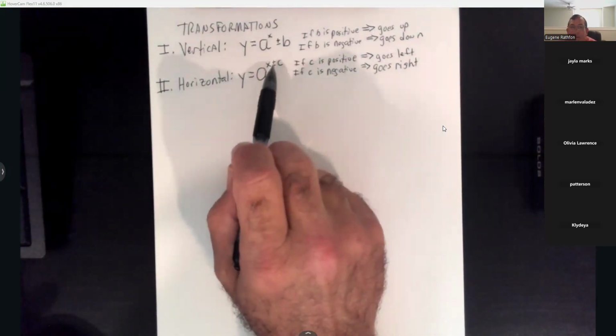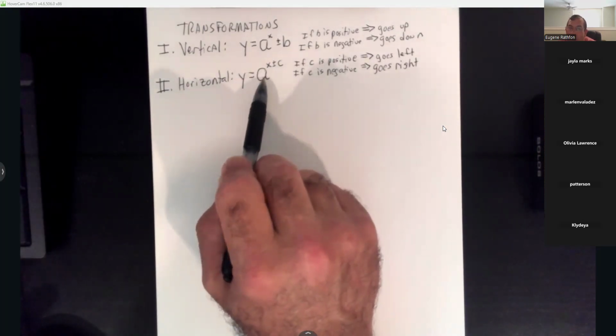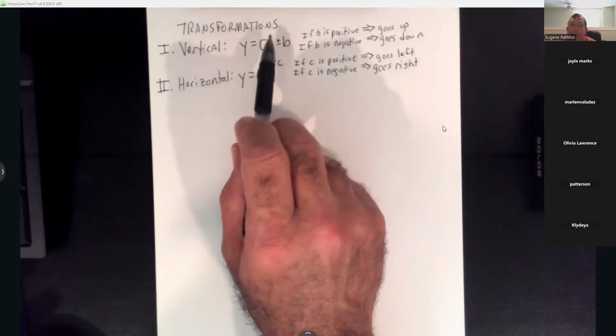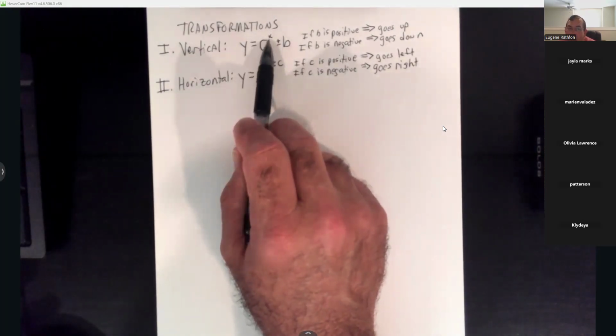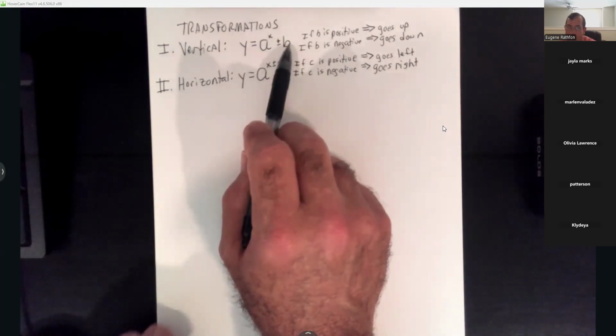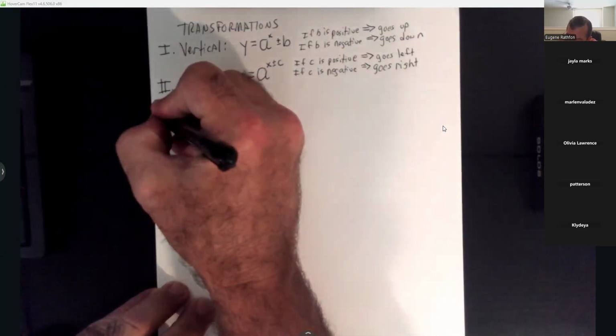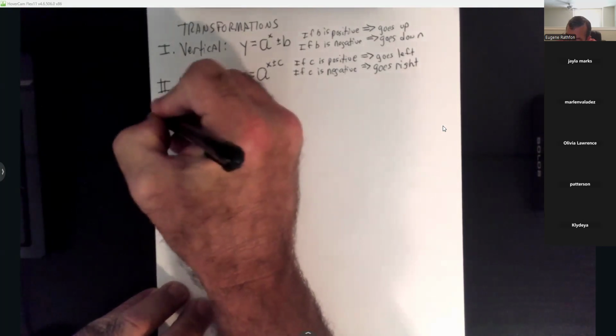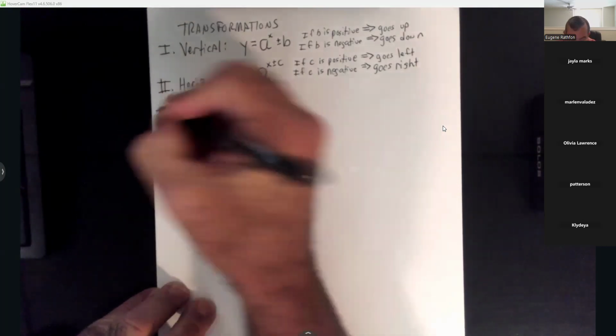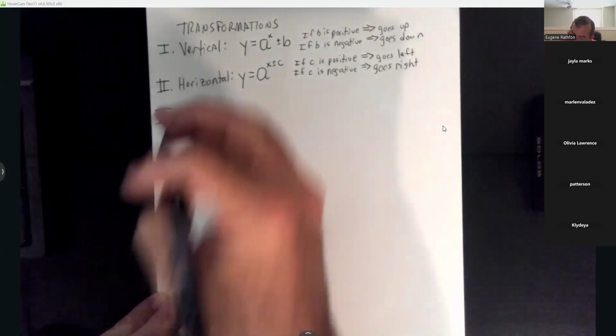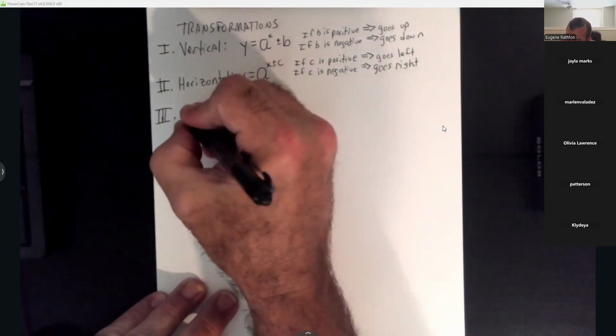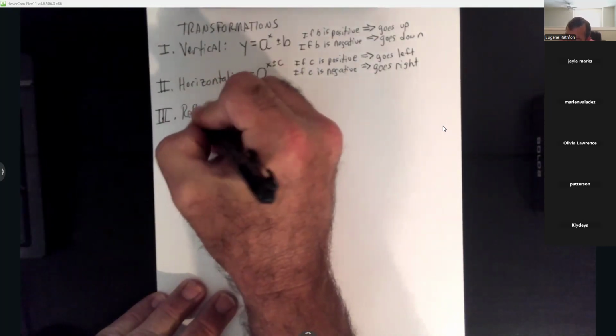But with this, you're attacking the x before you evaluate it. Here, you're evaluating it with the x, then you're adding the number, okay? Now we got one more move, and that is reflection over the y-axis.